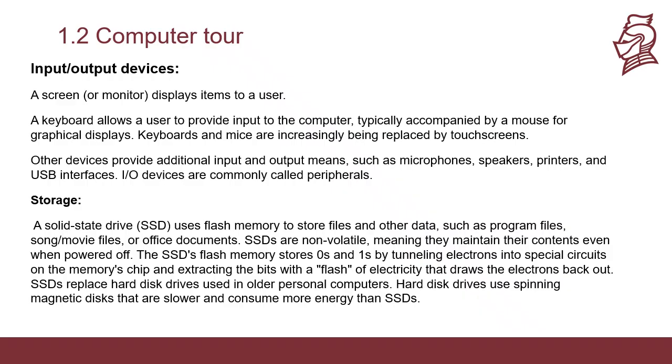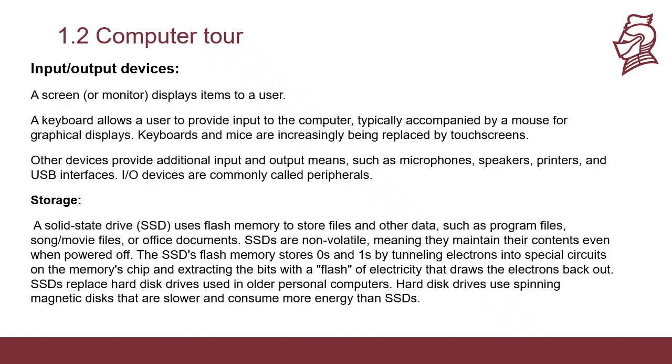All right. Let's look at what the various devices and parts of a computer, a little bit of the architecture or organization of a computer. So computers have input or output devices. They have screens, monitors, keyboards. They also may have microphones, speakers, printers, USB devices, I/O devices like that. We commonly call those computer peripherals because they're around the periphery of the computer and they're connected to it somehow.